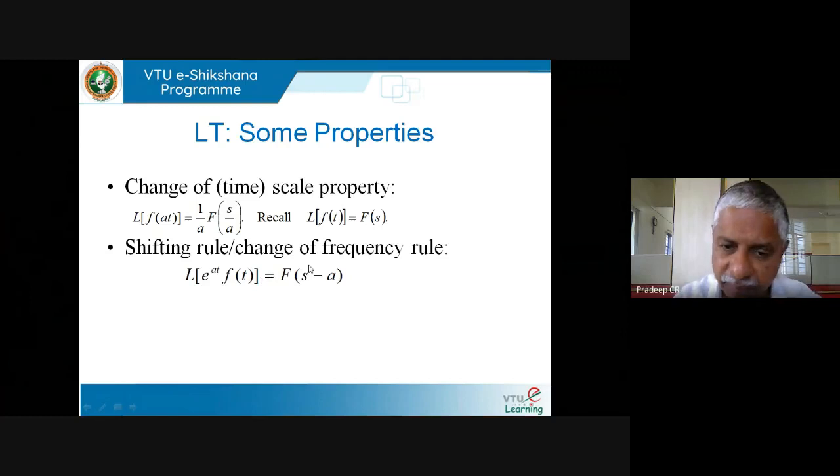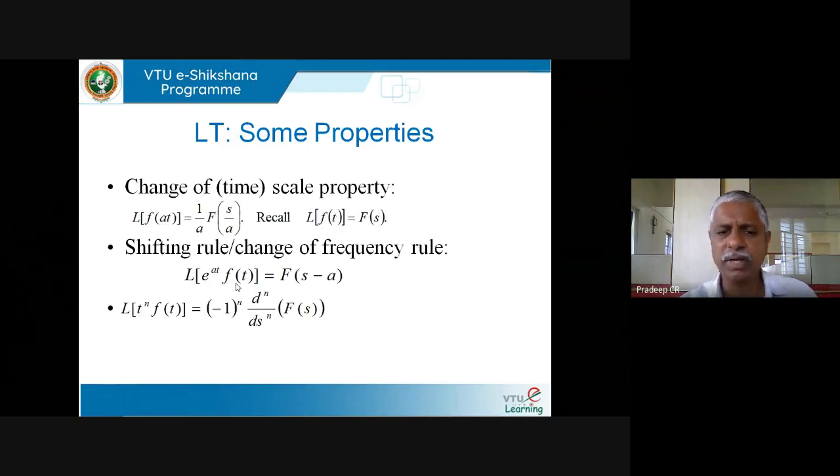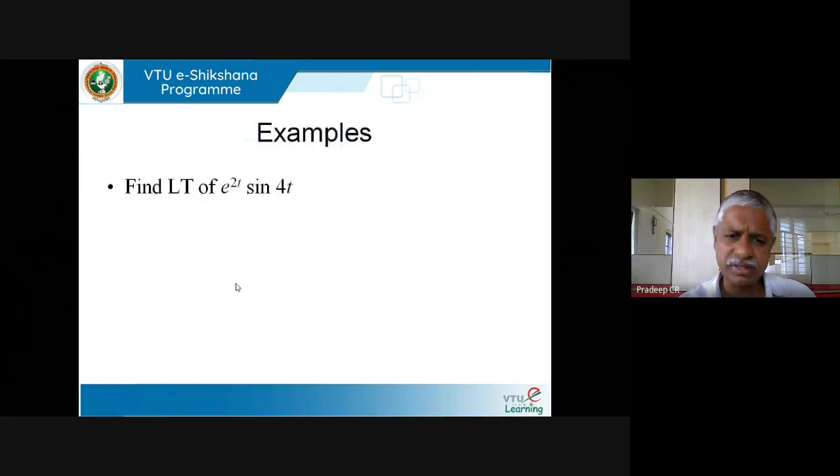F(s) is Laplace of f(t). So if I know Laplace of f(t), I know Laplace of e^(at) into f(t). Maybe I should show you an example, then this will become clear. I'll tell you the other two rules and then go to the example. Maybe no problem, I'll go straight to the example. Afterwards, we'll come back to the rules.